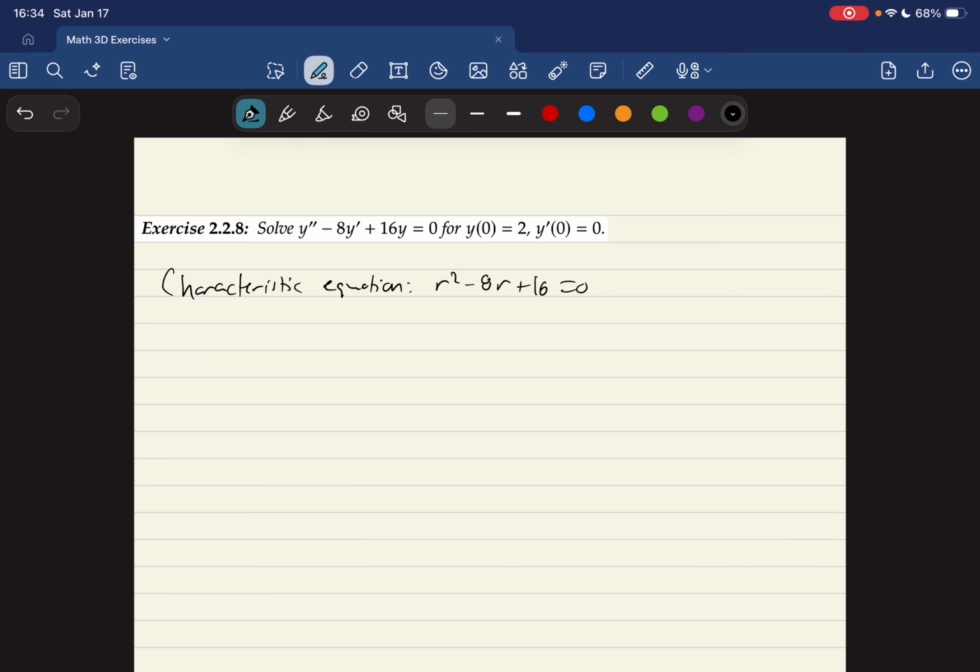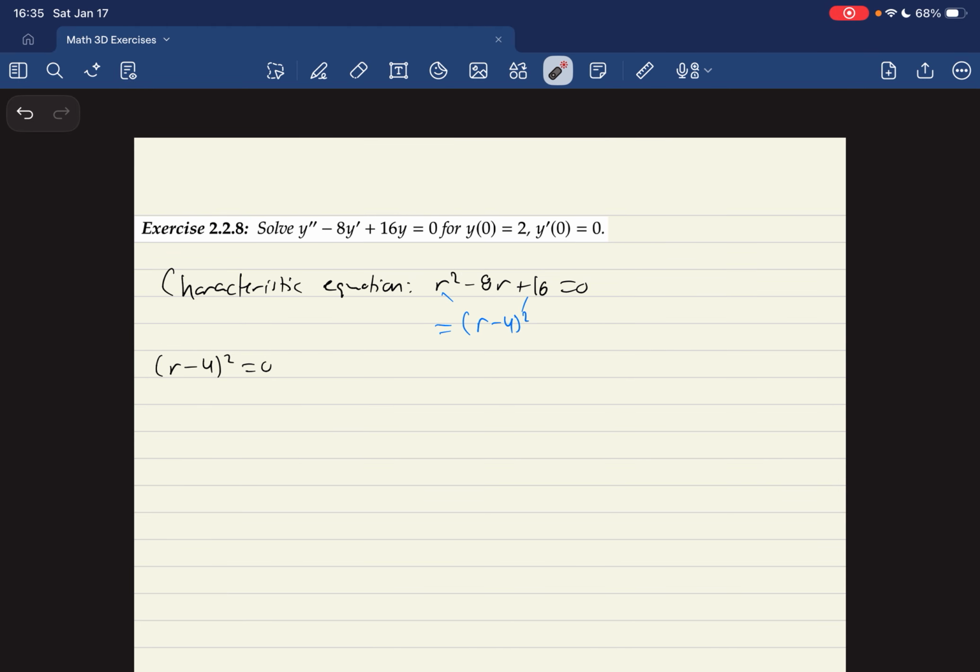By factoring or otherwise, one thing we can see is that this whole left side is equal to (r - 4) squared. And again, we can check this by hand if we like. So that means that our equation is (r - 4) squared equals 0. But then what this tells me is that 4 is a repeated root of the characteristic equation.